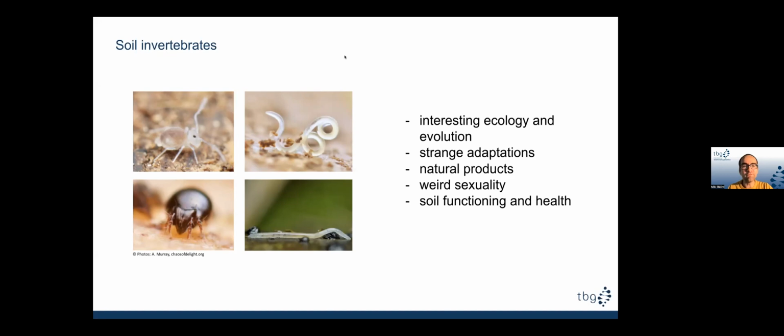They also have weird sexuality. They are hermaphroditic species. There are many parthenogenetic species. Very often, species pairs can be sexually reproducing or entirely parthenogenetic. And all of these species are contributing very much to soil functioning and health. And that's something I find very important. That's the reason why I decided to start working more on soil invertebrates.